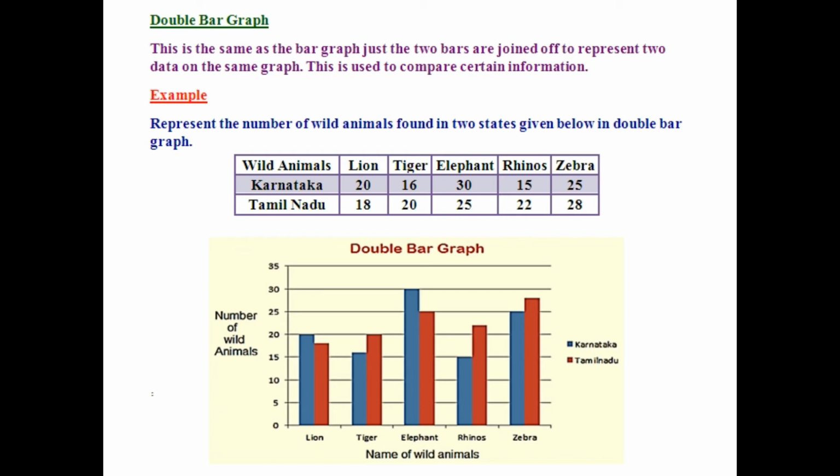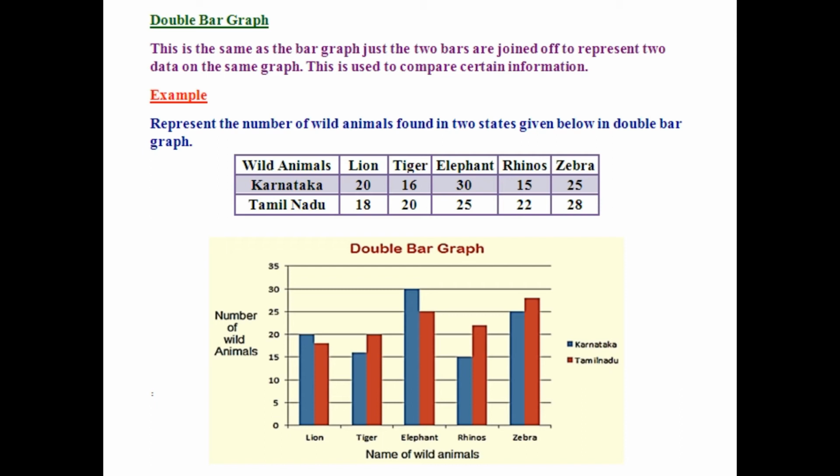Same way, tiger. Tiger, Karnataka. Half of the unit you take for Karnataka, and half of the unit for Tamil Nadu. How much for Karnataka for tiger? That is 16. You draw up to 16, 15 and next to it 2 small divisions you take. Then Tamil Nadu 20, so up to 20 you draw the bar. Clear? So here you see the first double bar and the next double bar, the width is the same.